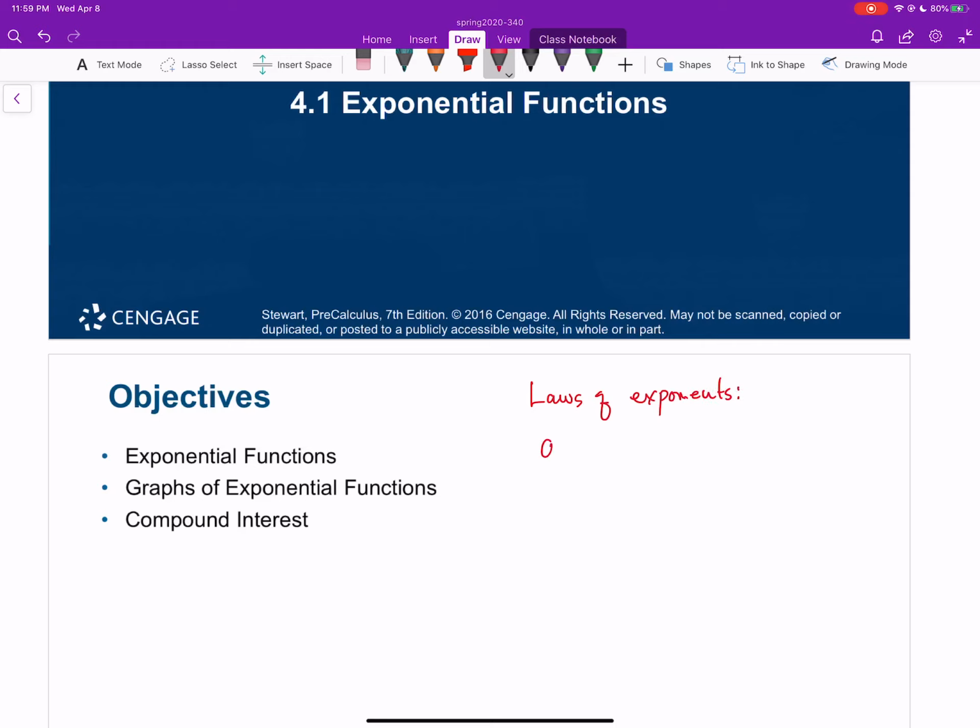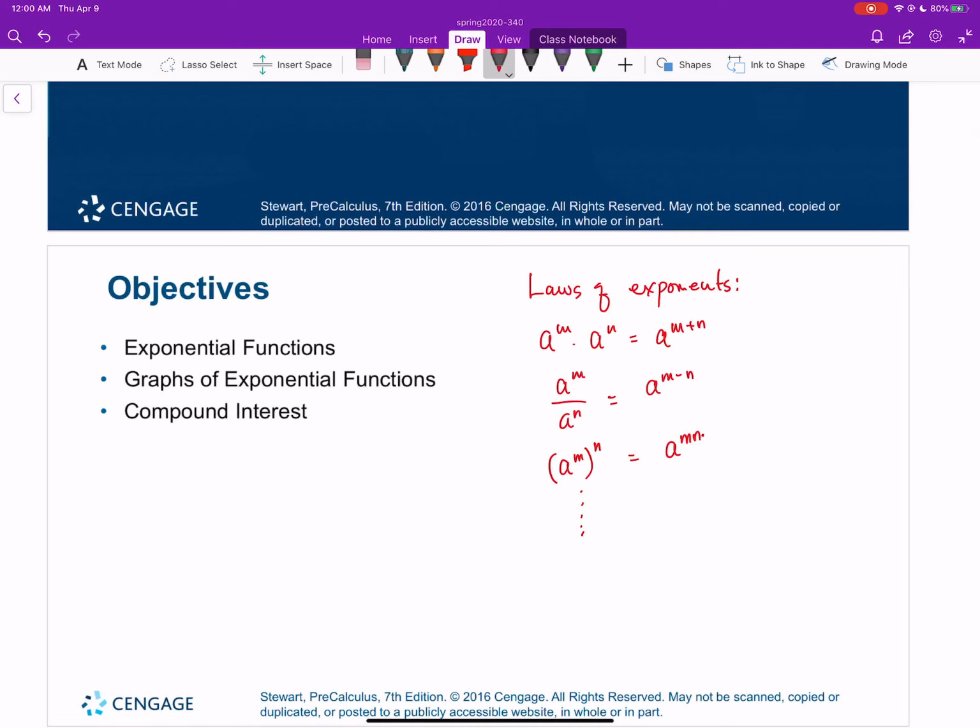So, if you look at a couple of examples, we said a^m times a^n is always a raised to the m plus n. a^m divided by a^n is the same as a raised to the m minus n. If you had a^m raised to the n, then we said it was a raised to the m times n. So you have all these rules that you have worked with in the past.